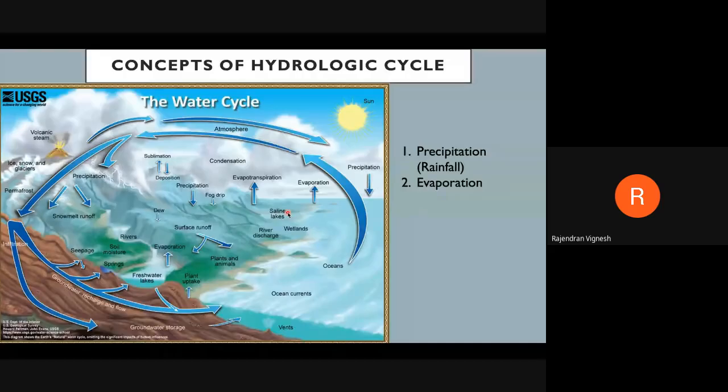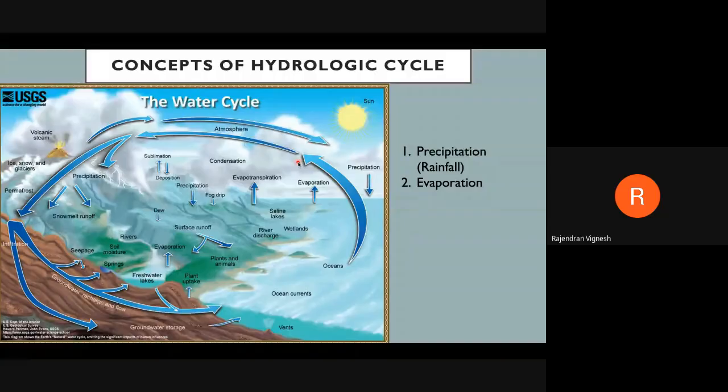What is evaporation? It is nothing but how the water which is available in the ocean, or on the land, or in the ice or glaciers, gets evaporated. Naturally, evaporation means the liquid passes into the vapor state in the atmosphere.